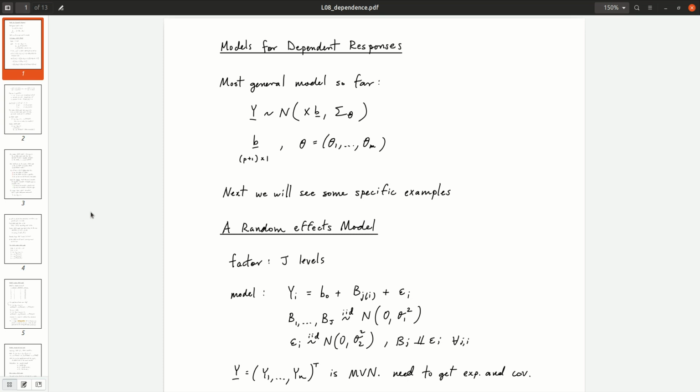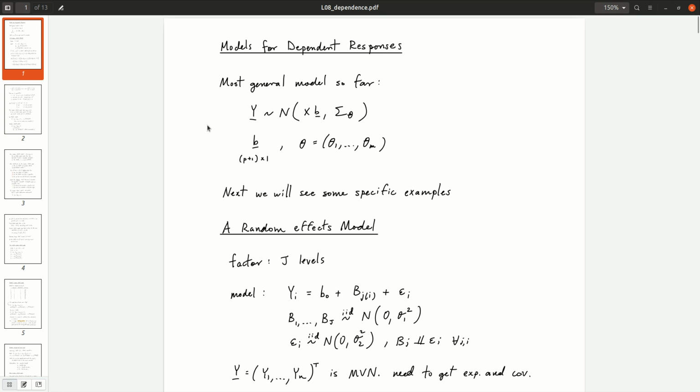Now we want to generalize things a bit and allow for models that allow the responses to be dependent on one another. So we're going to allow covariance between some responses. So let's look at some specific examples.